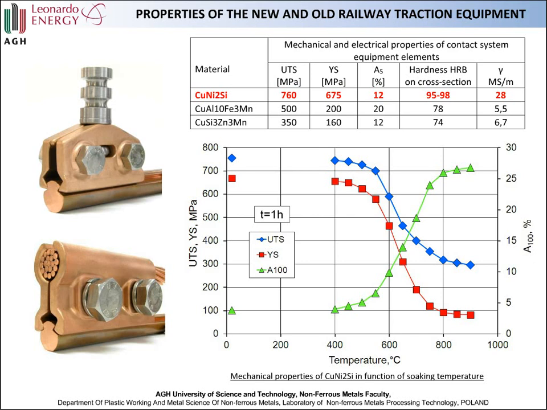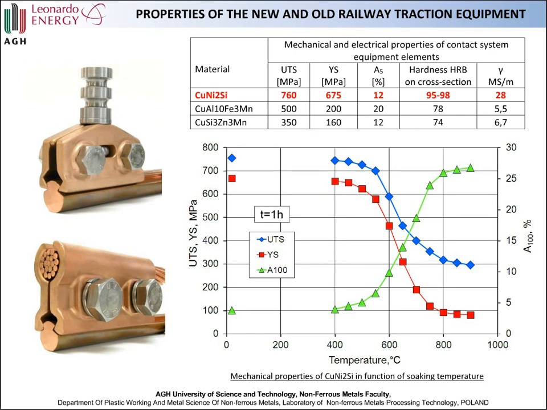On the next slide, we can see some examples of traditional materials and the new used material, which is copper with the addition of nickel and silicon. And we can see the difference in operational properties for those 3 materials. The copper with nickel and silicon has the highest ultimate tensile strength at the level of 760 megapascals, and also it has the highest electrical conductivity at the level of 28 megasiemens per meter.